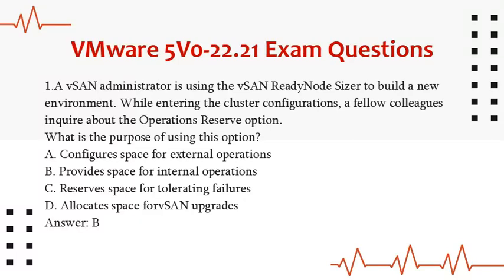1. A vSAN administrator is using the vSAN Ready Node Sizer to build a new environment. While entering the cluster configurations, a fellow colleague inquires about the Operations Reserve option. What is the purpose of using this option? A. Configures space for external operations. B. Provides space for internal operations. C. Reserves space for tolerating failures. D. Allocates space for vSAN upgrades. Answer: B.